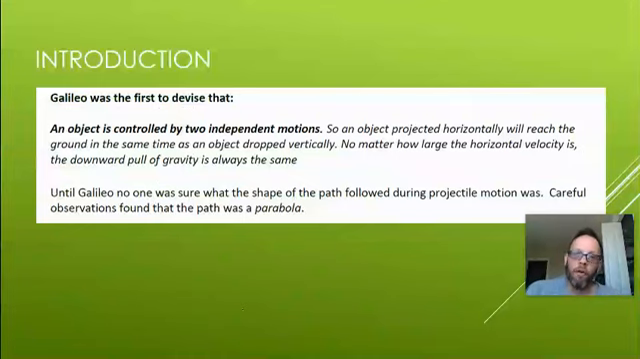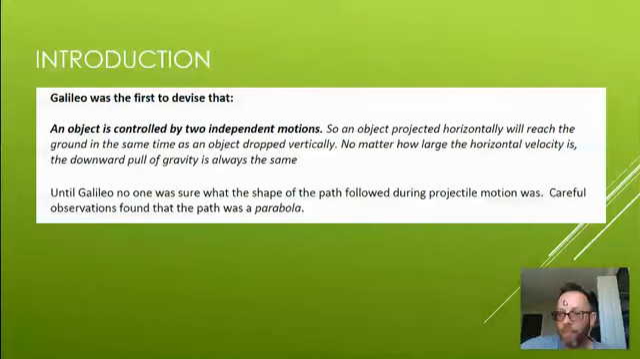So Galileo was the first to devise that a projectile is controlled by 2 independent motions. So an object projected horizontally will reach the ground at the same time as an object dropped vertically, which we've just illustrated. And no matter how large the horizontal velocity is, the downward pull of gravity is always the same. And we all know this now, even from our grade 10 math course, right? If you think back to your quadratic relations unit, a ton of the examples you did were projectiles. That's because a projectile is going to follow a parabolic path.